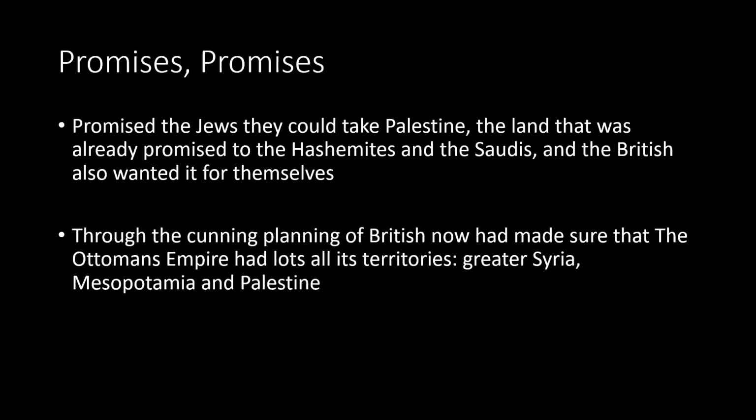So promises and promises. They also promised the Jews. At the same time, the British promised the Jews they could take Palestine, the land that was already promised to the Hashemites and to the Saudis, and the British also wanted it for themselves. But in Palestine, the Arabs themselves wanted to be a nation as well. They didn't want to be under the Ottoman Empire either. So through their cunning planning, the British made sure the Ottoman Empire lost all of its territories: Greater Syria, Mesopotamia, and Palestine.